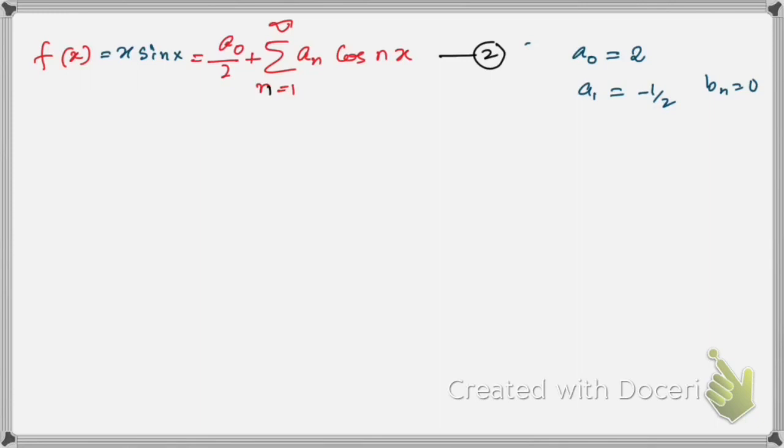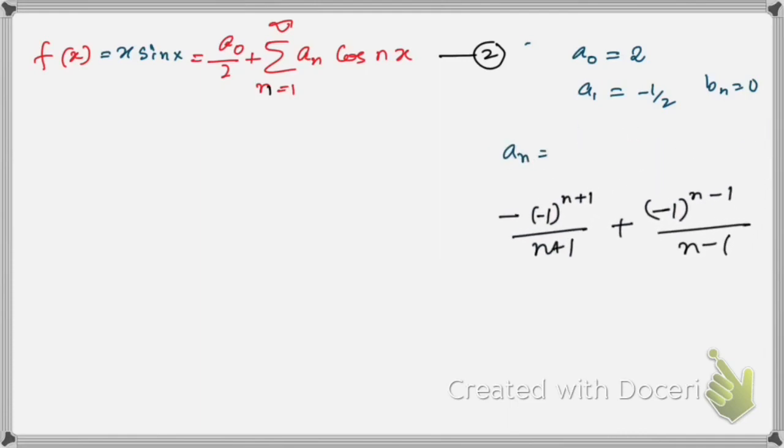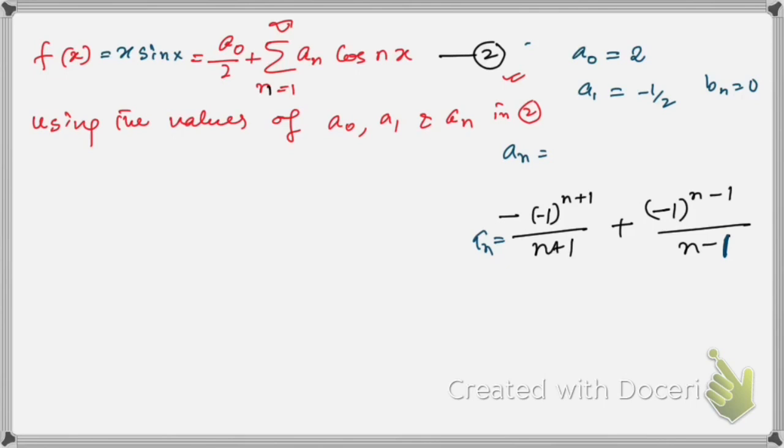Okay, then an is equal to, so this is the value of an, that is what we have got, an, right? So that should be minus 1. Okay, this is an, right? So using these values in 1, so let me clean these things, just wait, let me write using the values of a naught, a1 and an in this 2, right? So what will we get?